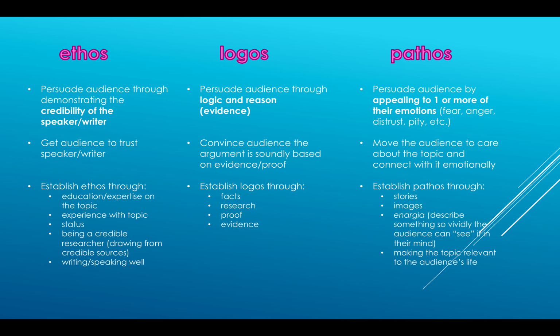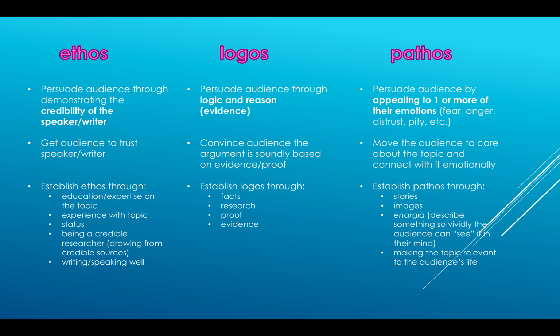But really, this is the part of the argument where you're trying to pull on people's emotions in order to move them. You're trying to get them to care about the topic and connect with it emotionally. They're more likely to be persuaded if they care about the topic, essentially, and can see its relevance to their lives. Some of the ways in which you can establish pathos, of course, telling stories.